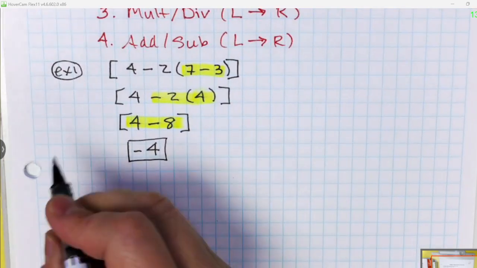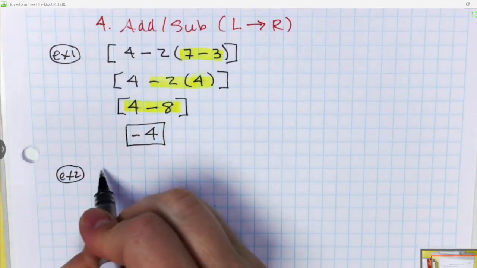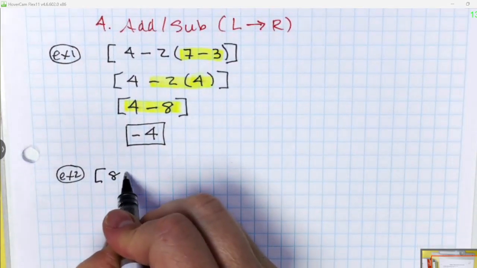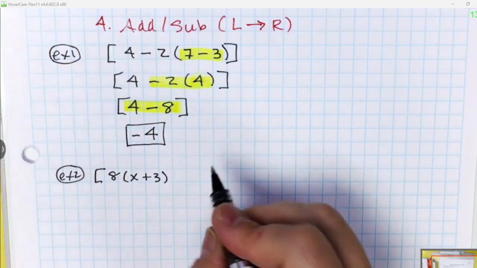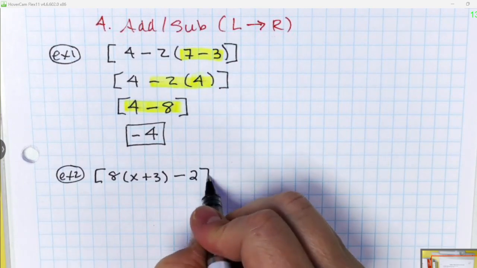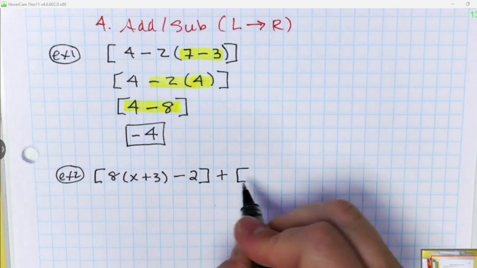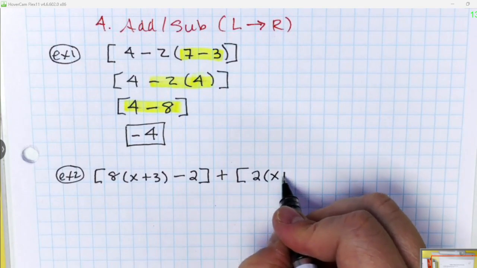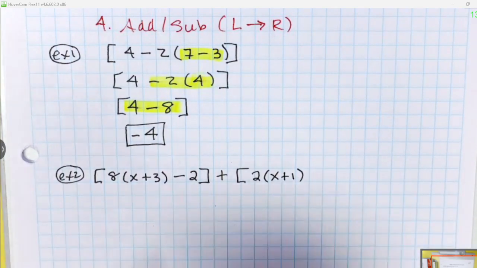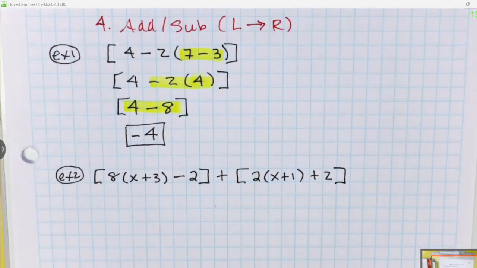All right, so that's one of the easier ones. Let's do one of the wild and crazy ones. Bracket, 8 parentheses times x plus 3, close the parentheses, minus 2, close the bracket, plus new bracket, 2 times the parentheses, x plus 1, close the parentheses, plus 2, close the brackets.